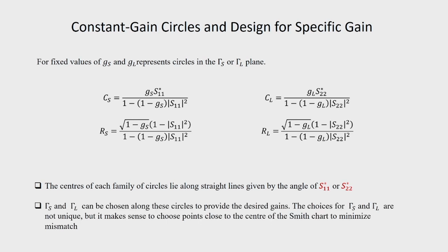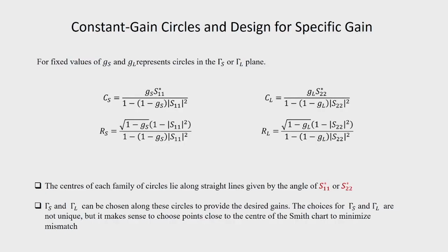Gamma s and gamma L can be chosen along these circles to provide the desired gains. So, we can plot these circles, a family of circles, in the Smith chart, and for a given Gs or GL, we can find the corresponding gamma s or gamma L directly from the Smith chart.